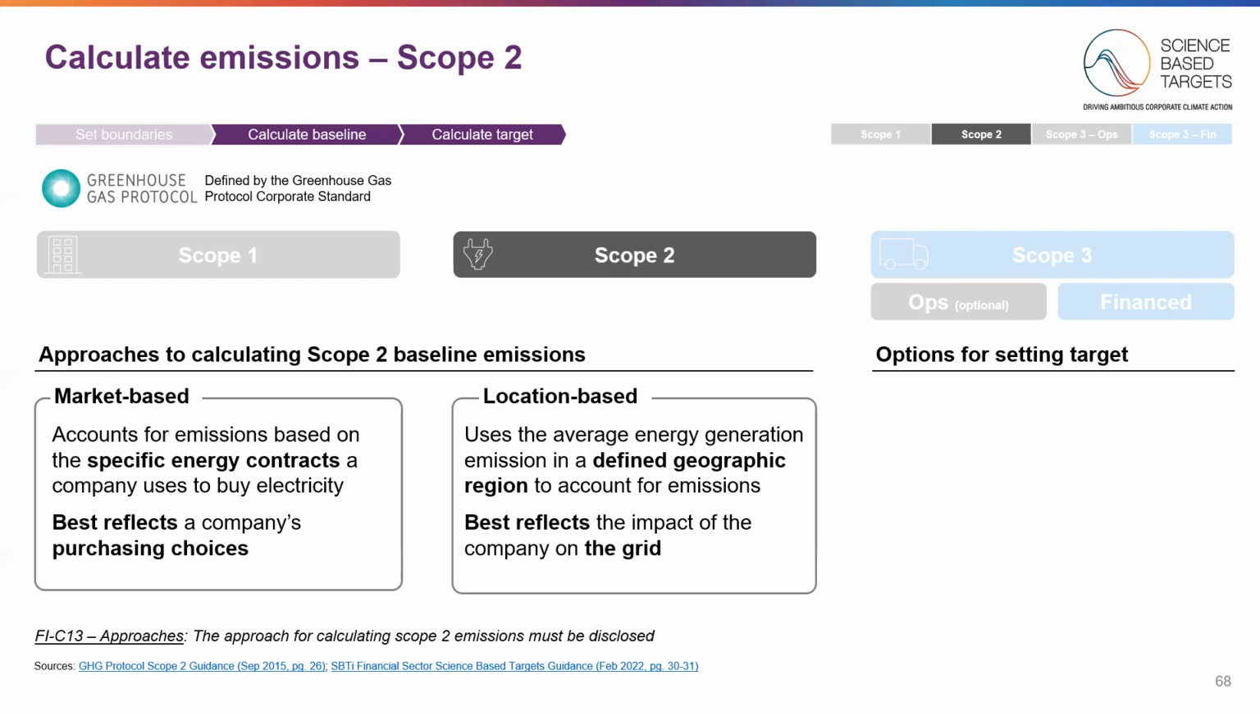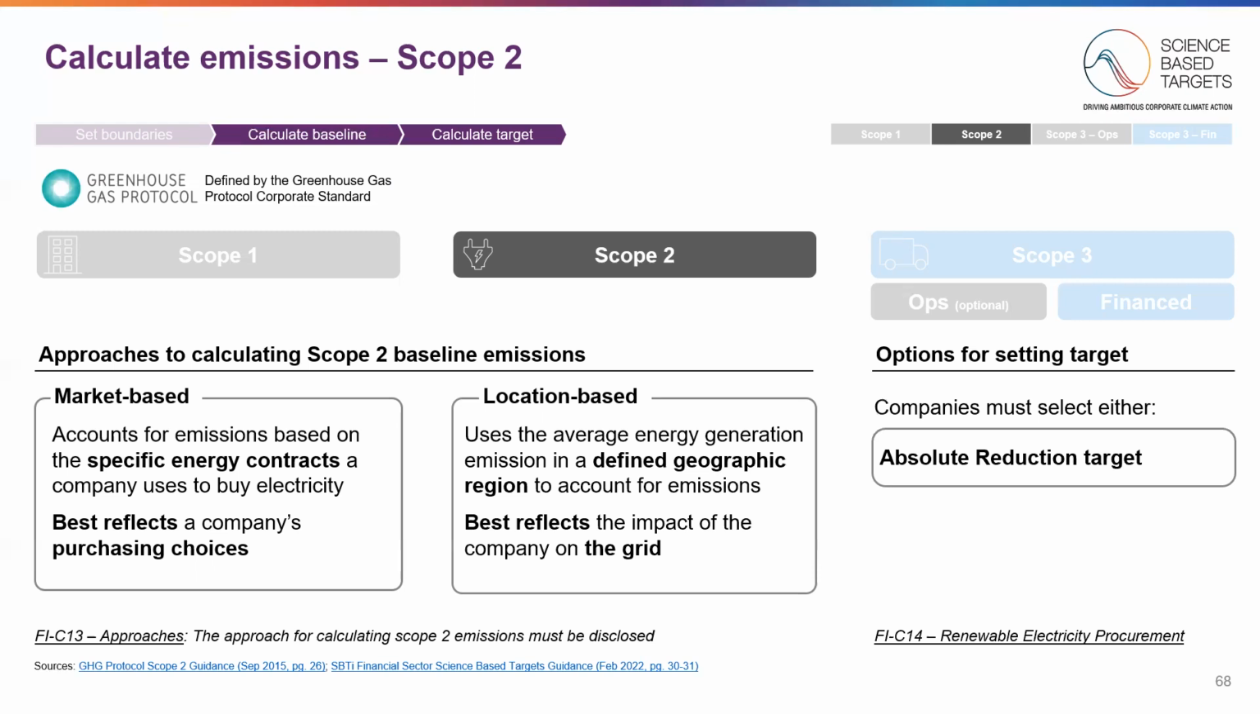Under the location-based approach, emissions are accounted for using the average energy generation emission for the defined geographic region. This approach is designed to reflect the impact that a company has on the overall grid. Because in some markets there is limited supply of renewable or low emissions technology, even if a company purchases their electricity from a low emissions source, it may still impact the overall grid, as it might mean that higher emission sources are used to generate the electricity needed for other users on the grid.